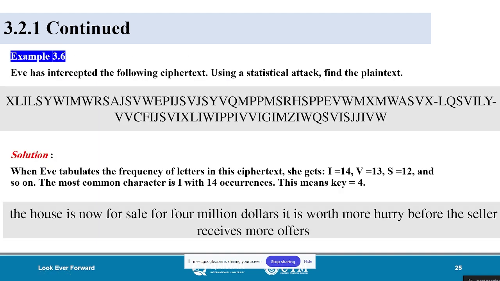She guessed it. Okay, let's use key number 4.